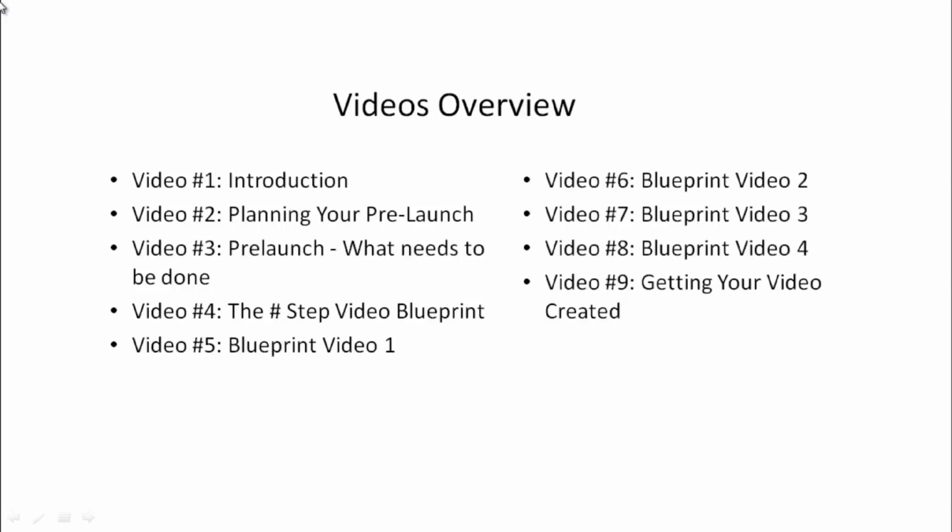Video number 1 is the introduction. Video number 2 is planning your pre-launch. Video number 3 is pre-launch, what needs to be done. Video number 4 is going to be the 4-step video blueprint. Video number 5 is going to be starting with the series of the 4 videos. So we got video 1, video 2, video 3, video 4 for the 4 pre-launch videos. And of course, last but not least, we got video number 9, which is getting your video created.